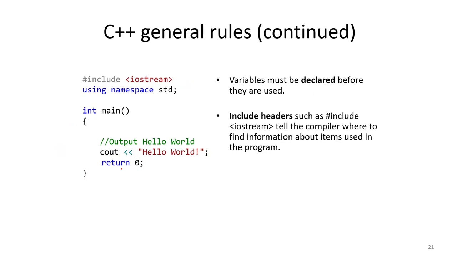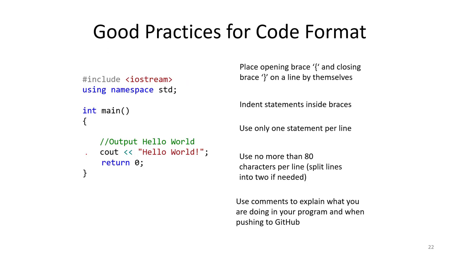Another general rule. Variables must be declared before they are used. We'll do some examples of this a little later. And then finally, we need to make sure we use these include headers in order to find various library files and information we need. So here we have to use include iostream and using namespace std in order to do our output. Other good practices.